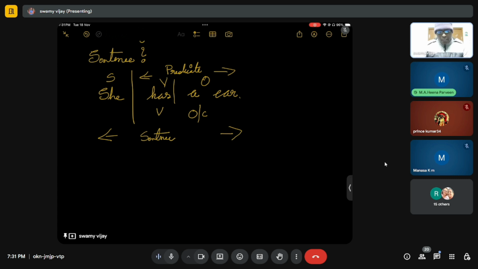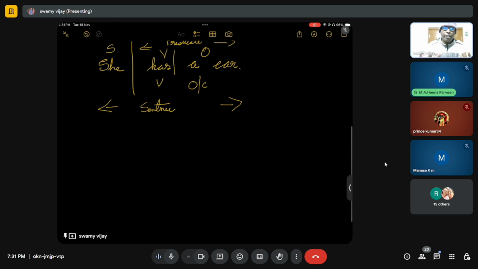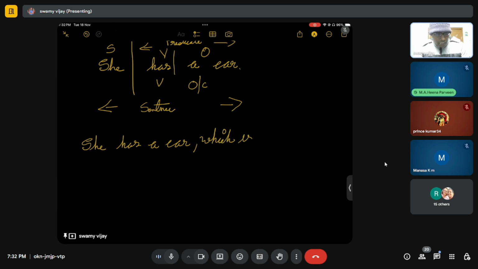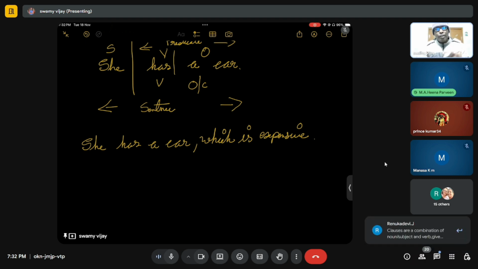But now I'll write one more sentence, and then you will understand why this sentence, which is a completely full sentence, will turn into a clause. She has a car which is expensive. Now this is not a simple sentence. It has a combination of so many words. It has a combination of two different sentences with two different structures.